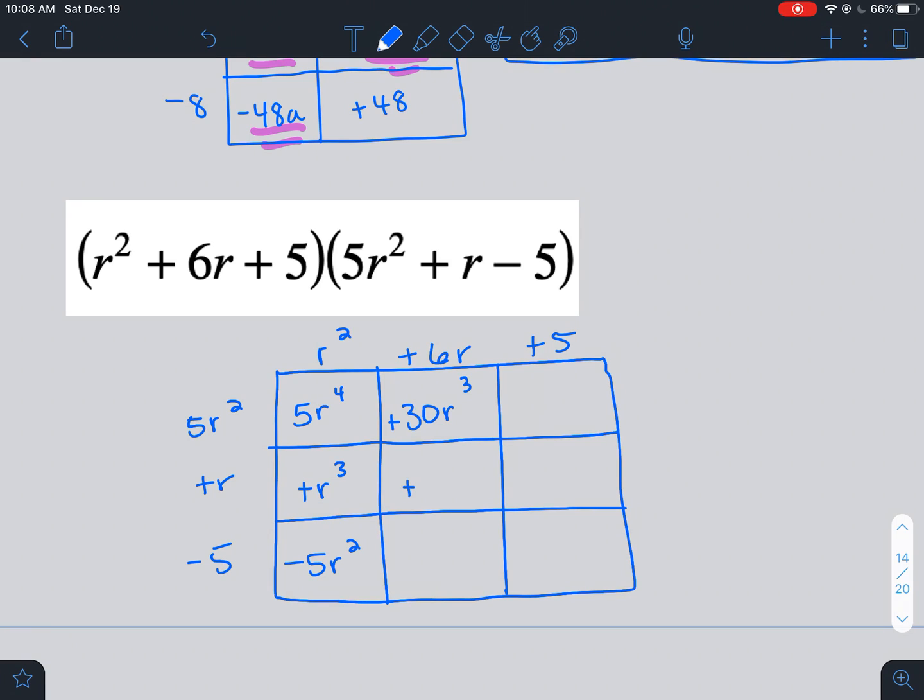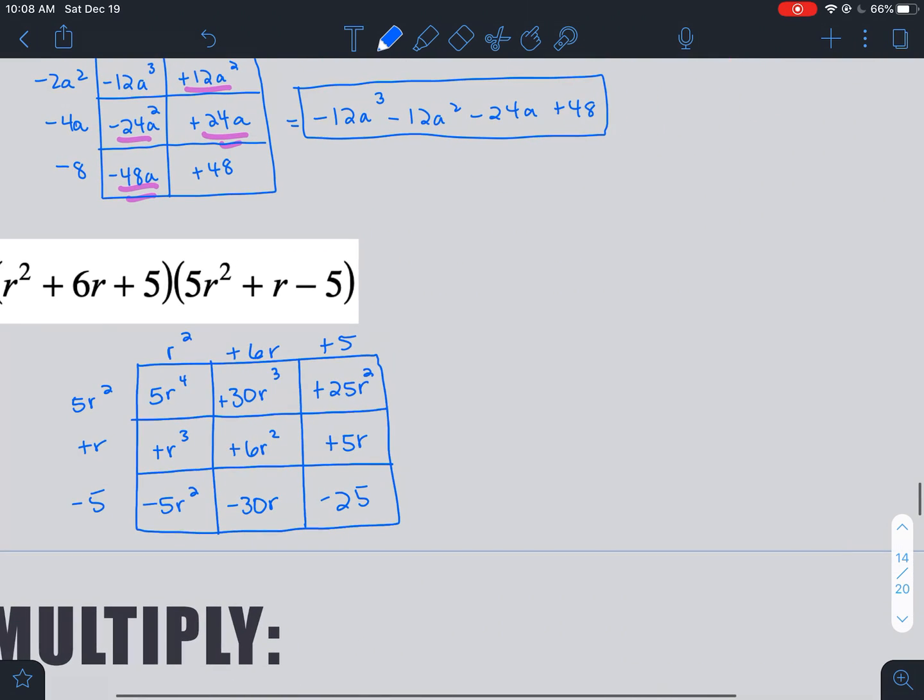5r squared times 6r is 30r to the 3rd. R times 6r is positive 6r squared. Negative 5 times 6r is negative 30r. 5r squared times 5 is 25r squared. R times 5 is 5r, and negative 5 times 5 is negative 25.